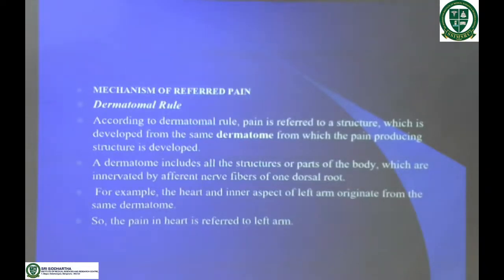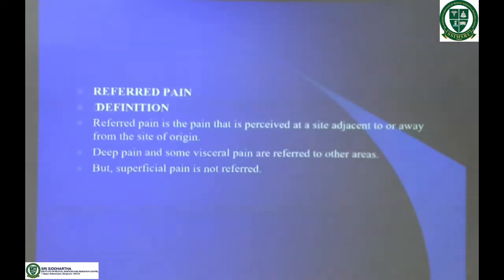The dermatome includes all the structures or parts of the body which are innervated by the afferent nerve fibers of one dorsal root. For example, the heart and the inner aspect of the left arm originate from the same dermatome. So the cardiac pain will be referred to the inner aspect of the left arm. It's as simple as that. The organ and the referred site of a pain will develop from the same dermatome. So that is the dermatomal rule for referred pain.